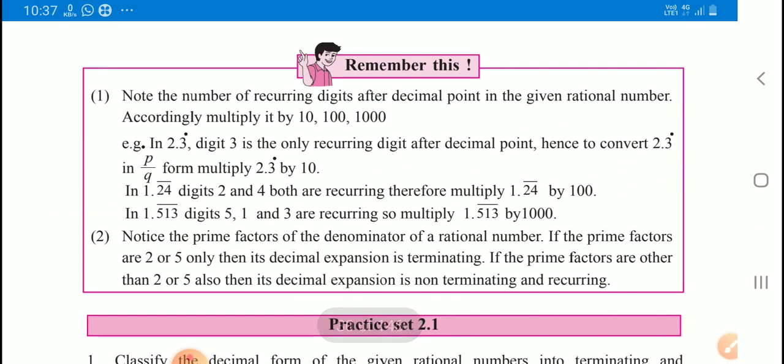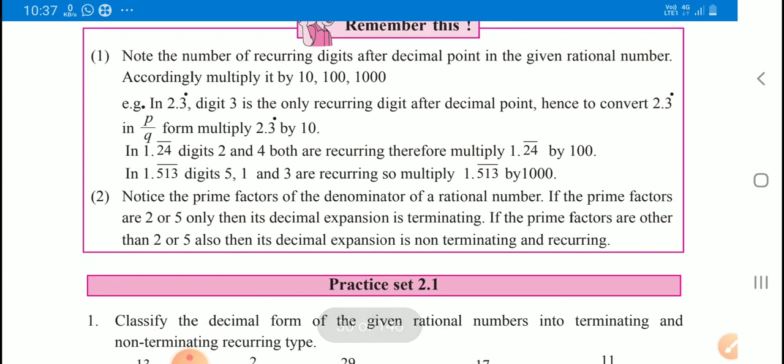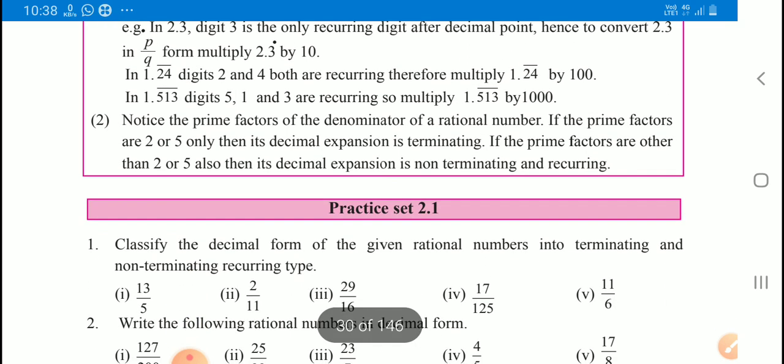Now in 1.24 recurring, digits 2 and 4 both are recurring, meaning the group 24 is repeating again and again, so it is recurring. So we have to multiply 1.24 recurring by 100. Now in 1.513, the digits 5, 1 and 3 are recurring. So multiply 1.513 by 1000.